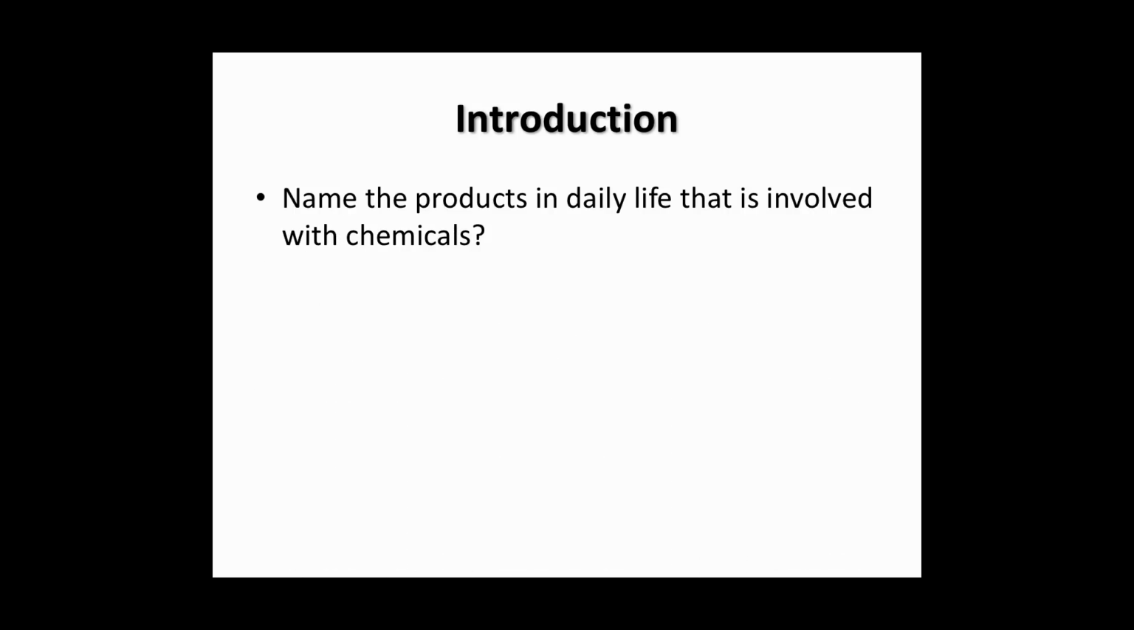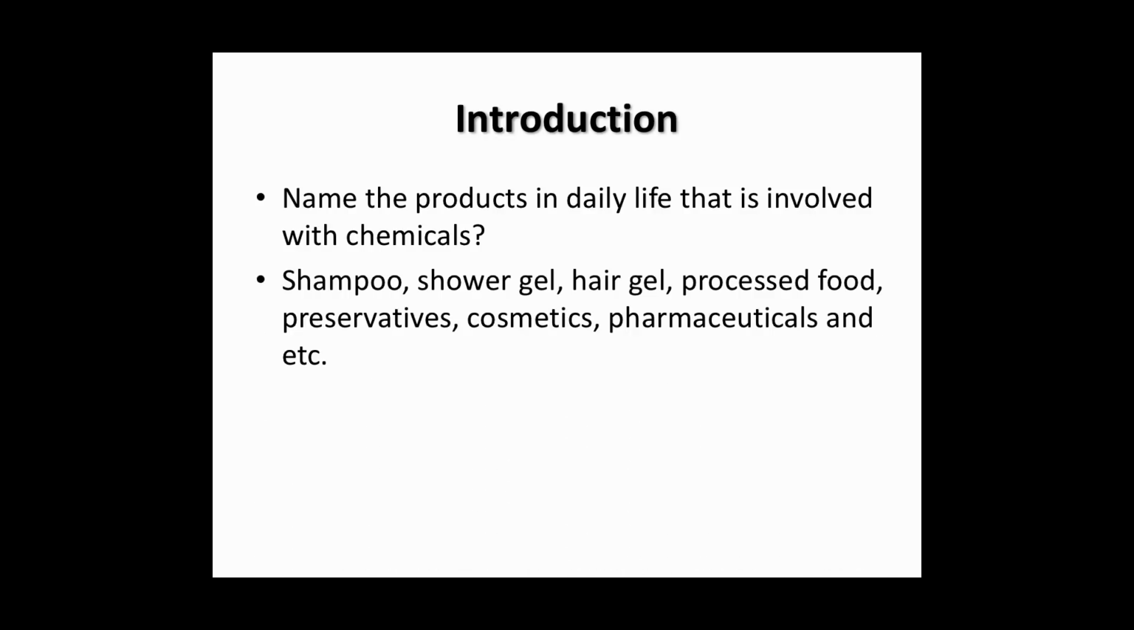Okay, so introduction, simple. If you could think about the products in daily life that involve chemicals, that's pretty much almost everything. Some of the common items would be shampoo, shower gel, hair gel, processed food. So some of the things that we use in daily life. If you think about it, we start the day by brushing our teeth, and that uses toothpaste, which is a chemical that's produced by the chemical industry.